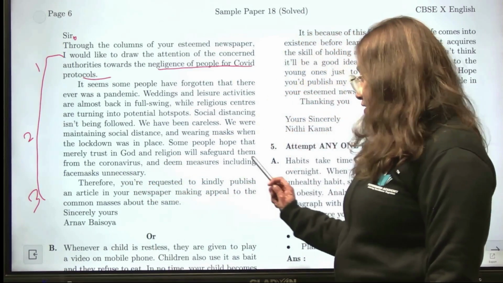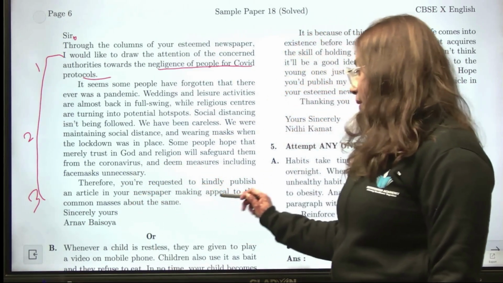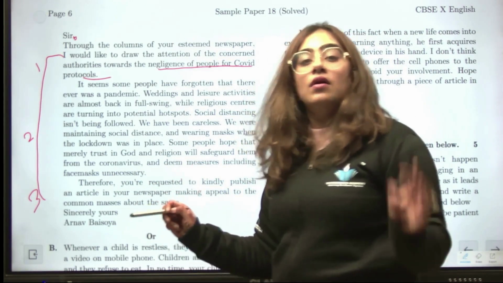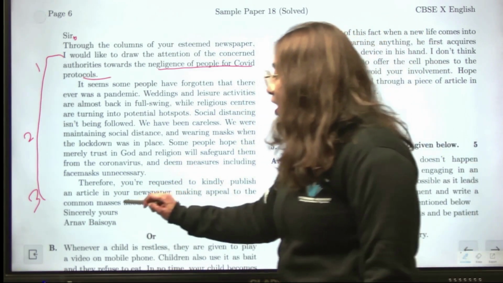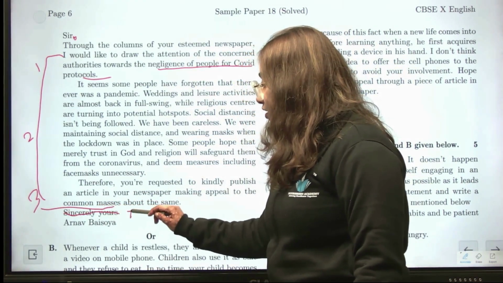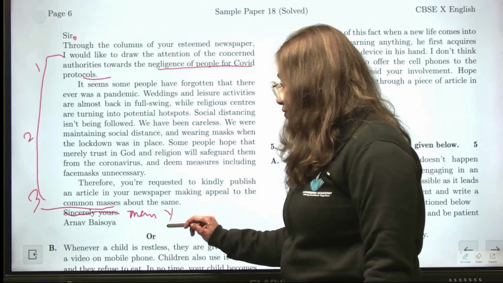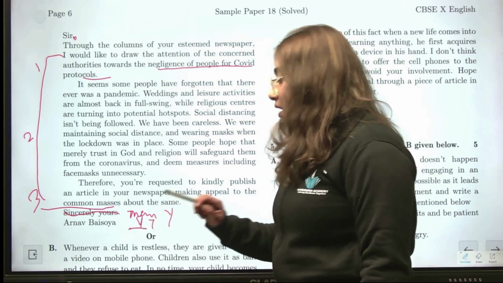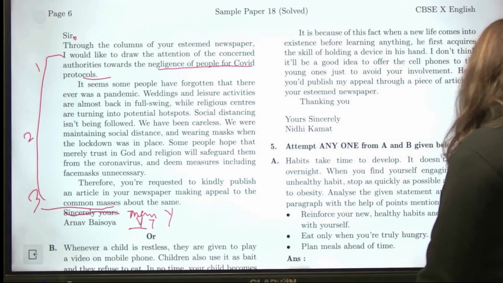Therefore, you are requested to kindly publish an article in your newspaper making appeal to the common masses about the same. यहाँ पे आपका third paragraph खत्म हो जाएगा. After that, you have to leave a line. ठीक है, ये भी गलत लिखा हुआ है. फिर इसके बाद line छोड़ के आपने लिखना है सीधा Thanking you. ठीक है, फिर Yours truly, उसके बाद अपना नाम. Clear? अब इसका और part देखते हैं.